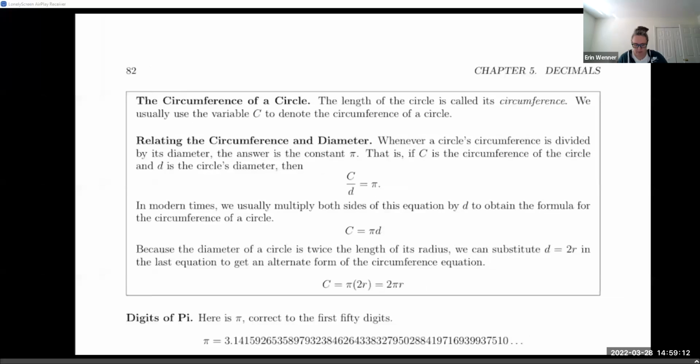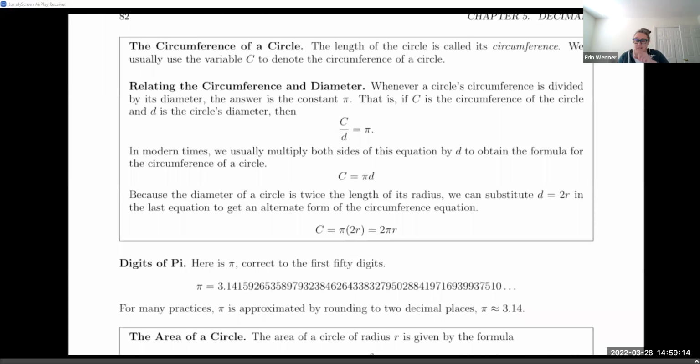So why do we want to know this stuff? Because we're talking about the circumference of a circle. So the length of a circle is called the circumference. That's the distance around the thing. So whenever the circle's circumference is divided by its diameter, the answer is the constant pi.